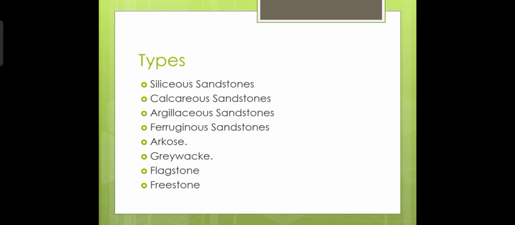Types of sandstones. First is siliceous sandstone. Next is calcareous sandstone and argillaceous sandstone and ferruginous sandstone, arkose and greywacke. Next, flagstone. Last one is freestone.